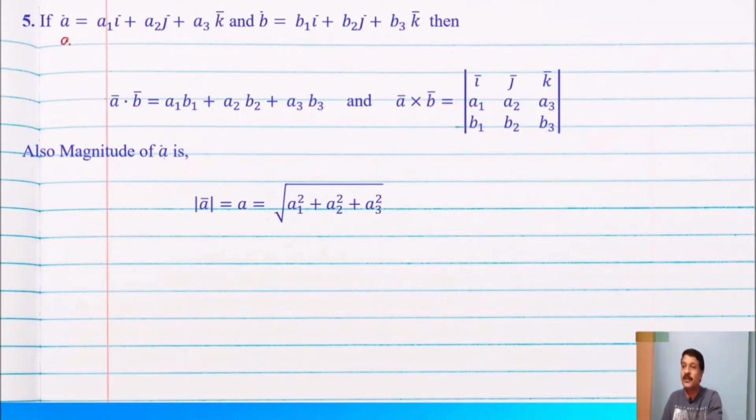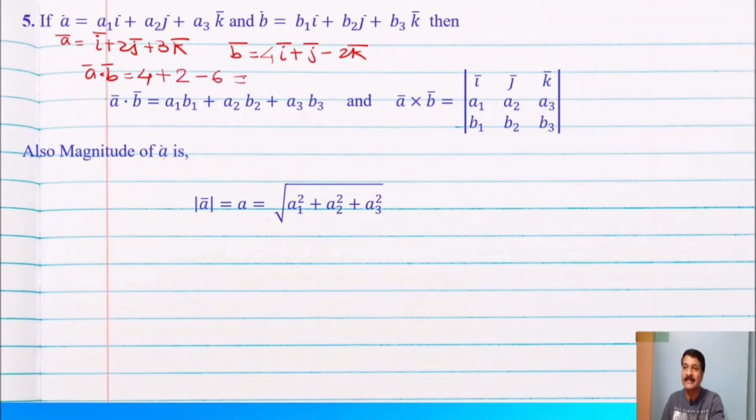Also observe here, suppose A equals I plus 2J plus 3K, and B is another vector, 4I plus J minus 2K. Then what is A dot B? It is nothing but the coefficient of I, 1 into 4, which gives 4, plus 2, and minus 6, since 3 into minus 2 is minus 6. So A dot B equals 0. Similarly, you can find A cross B of this one also.